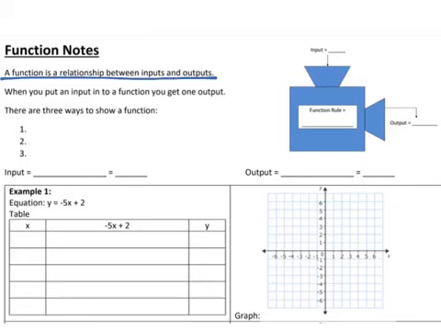So it's a compilation of different points that show us a relationship. So when you put an input into a function, you get one output. And there are three ways to show a function. So the first one would be right here. An equation is one way that we can show a function.